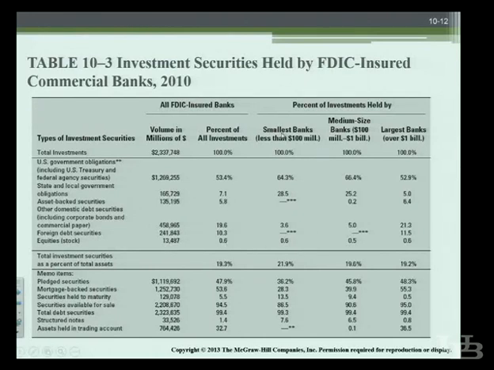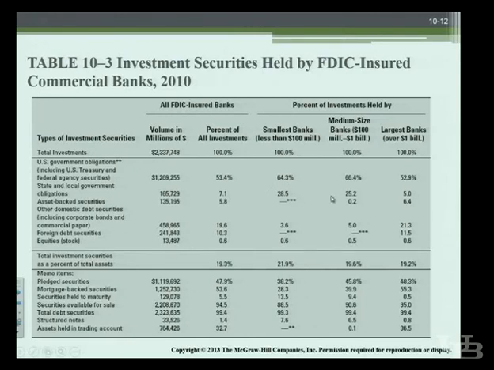However, when you look at the size of the banks, small versus large, large banks tend to have less government securities and more other types of investments, such as commercial paper and foreign debt securities, such as securities issued by foreign governments. However, if we look at the small and mid-sized banks, their portfolio of commercial paper and international securities is relatively small, but they have a higher percentage invested in U.S. government securities.